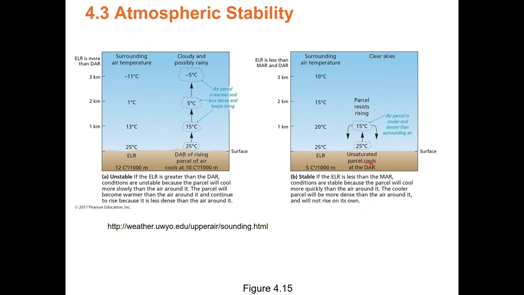So unstable and stable conditions are determined by the relationship between the DAR or the MAR and the ELR. That is to say, stable and unstable conditions are caused by the relationship of the environmental lapse rate to the adiabatic rate. If the atmosphere cools off faster, the parcel is warmer and it's unstable. If the atmosphere is cooling more slowly than the parcel, then the parcel is going to be stable and it's not going to rise.